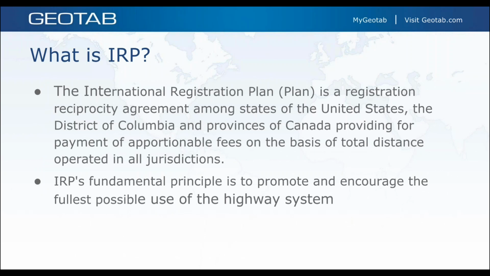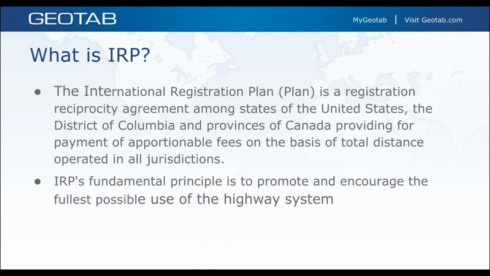So just to go kind of quickly over what is IRP, it's an agreement similar to IFTA among the contiguous states and DC, and the District of Columbia, which is actually excluded from IFTA. So good to know. It's actually an IRP. It's for not fuel taxation tracking, but for distance tracking.